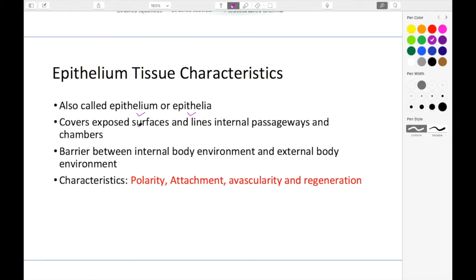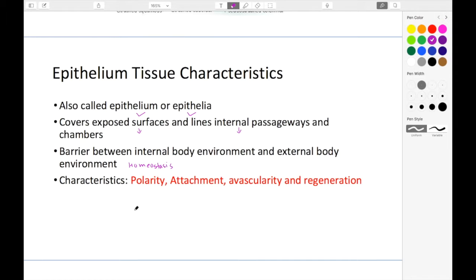Usually epithelium tissue covers the exposed surfaces and lines the internal passageways and chambers. What does that mean? Exposed surfaces like your skin, right? The outside layer of your skin is epithelium tissue. And the internal passageways, as you know, like the inner lining of blood vessels, the endothelium, is another type of epithelial tissue. It forms the barrier between the internal body environment and the external body environment. What is the main idea behind this? Homeostasis. It has a great function in that.